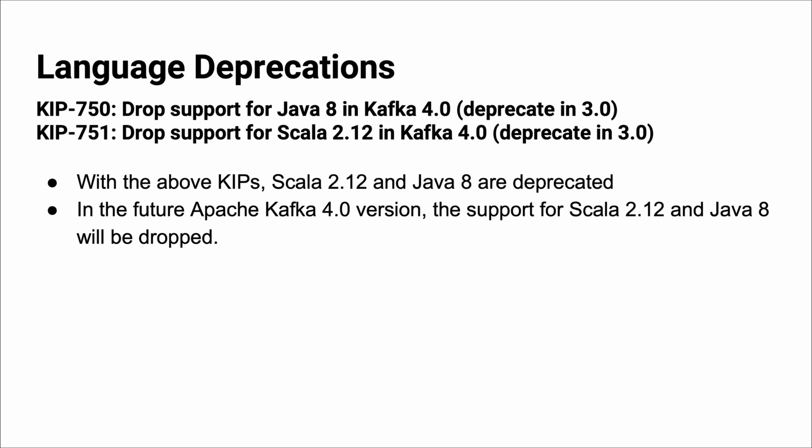Some language deprecations. So KIP 750 deprecates Java 8. KIP 751 deprecates Scala 2.12. Those are deprecated as in 3. Support will be removed in 4. So this is an announcement that Java 8 and Scala 2.12 will no longer work in Kafka 4.0. They are currently deprecated, so it's time to move on.